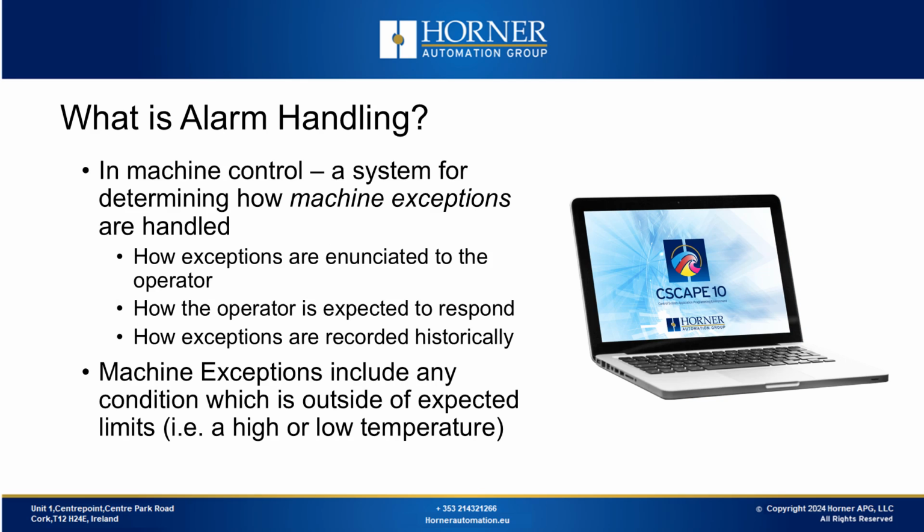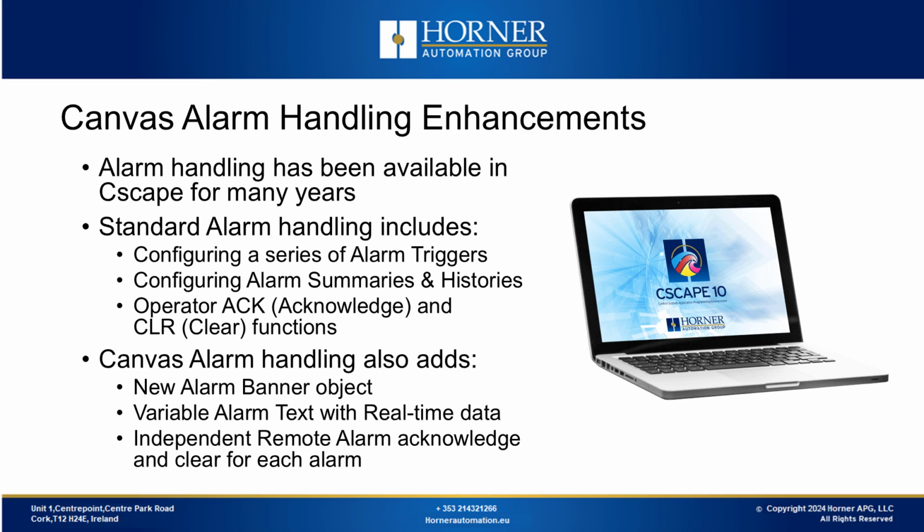First, we will look at what we mean by alarm handling. In terms of machine control, we are referring to a system for determining how machine exceptions are handled, how they're enunciated to the operator, how the operator is expected to respond, and how exceptions are recorded historically. These machine exceptions would include any condition which is outside of accepted limits. For example, a temperature that has gone high or low would create a machine exception, which we are basically calling an alarm.